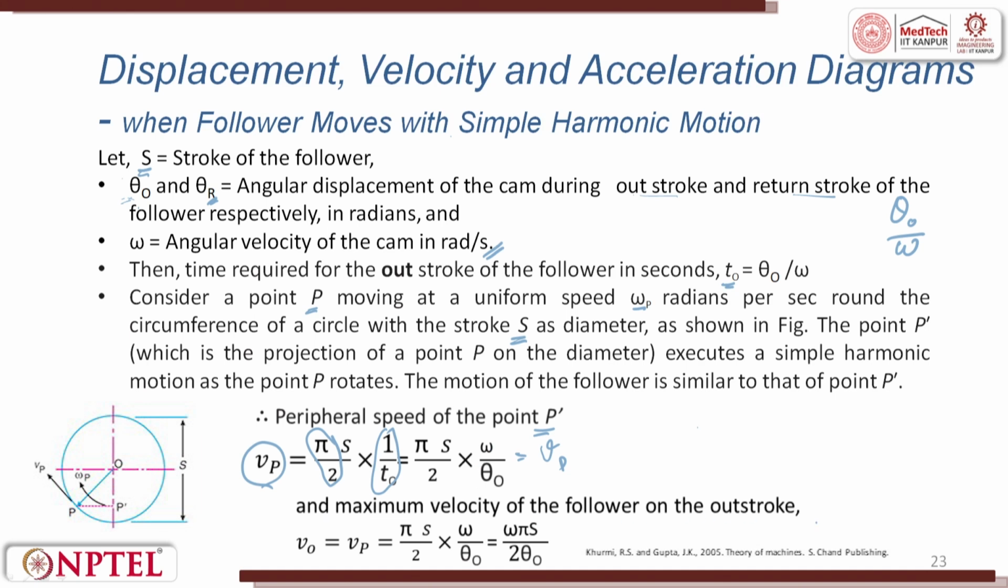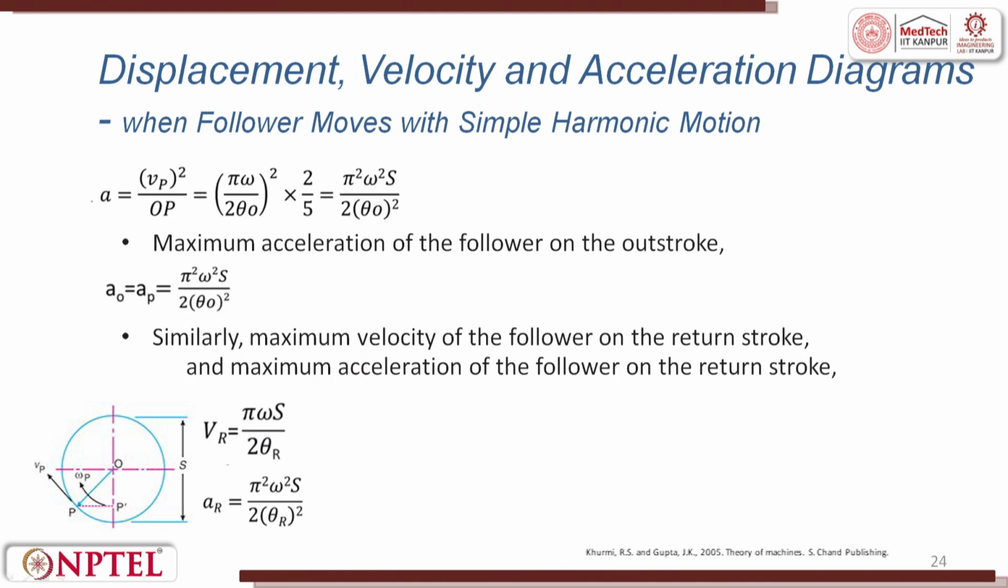The maximum velocity of the follower on the outward stroke is V equal to V P, which will be represented as omega pi S by 2 theta O. The maximum acceleration of the follower on the outstroke will be A, which will be represented by this, and A equal to A O will be represented this way.